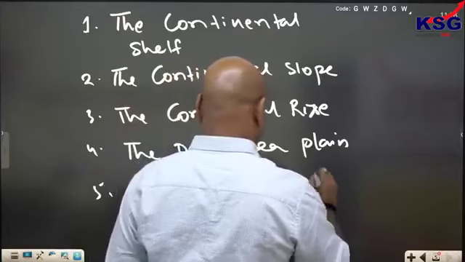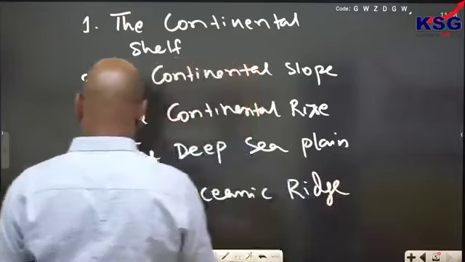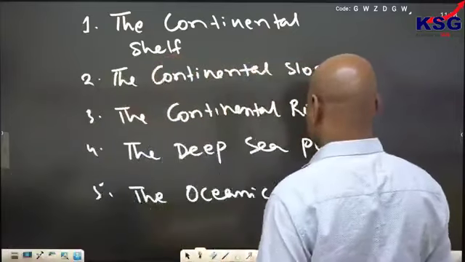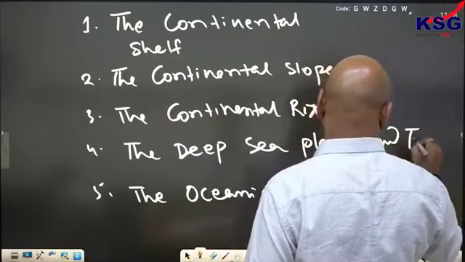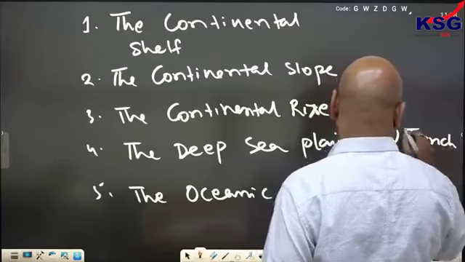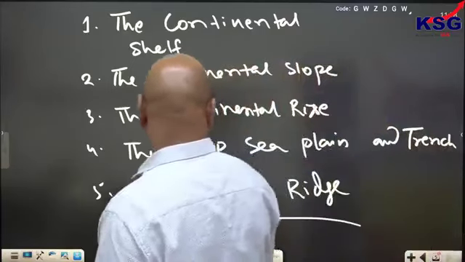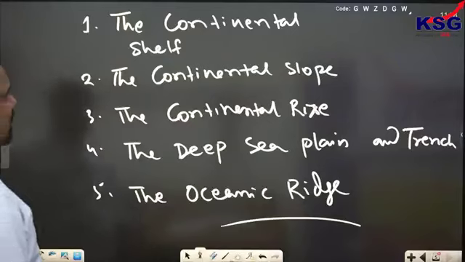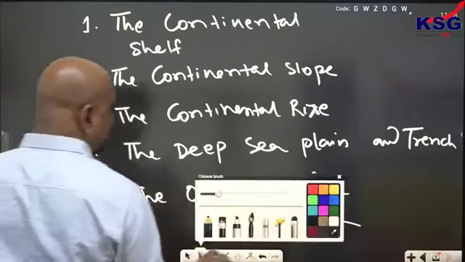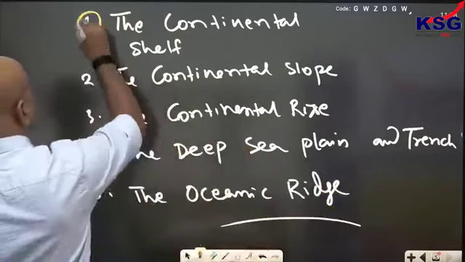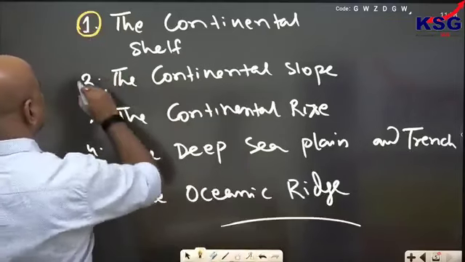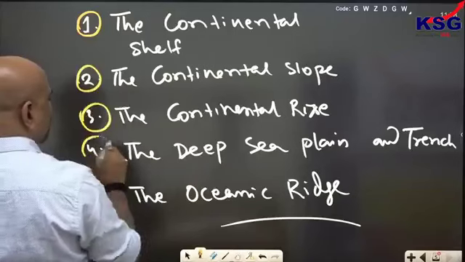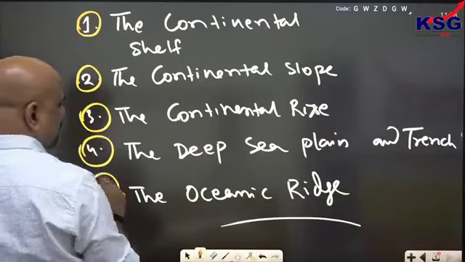Oceanic ridge and deep sea plain and trench. Oceanic ridge, mostly mid ocean, you have mid oceanic ridge. So first is the continental shelf, second is the continental slope, third is the continental rise, fourth is deep sea plain, fifth is oceanic ridge.